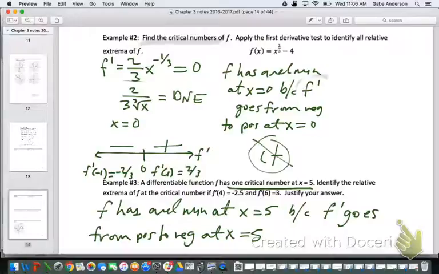Can I read this to you using improper language? Think about how confusing this is. Just listen to me. This is what I would not want you to say. It has a relative min at x equals 5 because it goes from positive to negative at x equals 5. Didn't I just use the word it to refer to two totally different things? So that's why I want to just completely avoid the use of the word it. Name it, right? It's F prime, whatever it is.